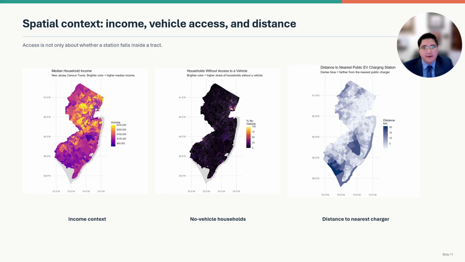The distance map is especially important. Station counts depend on tract boundaries, but drivers do not stop at the tract boundaries. A tract may have 0 stations inside, but still be close to a charger in a neighboring tract. So distance to the nearest charger gives a more continuous measure of accessibility, and darker blue means farther from the nearest public charger, which points to areas with weaker spatial access.